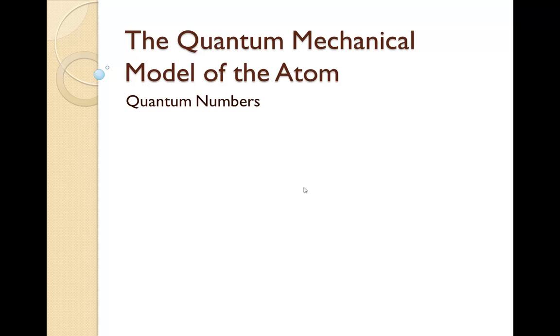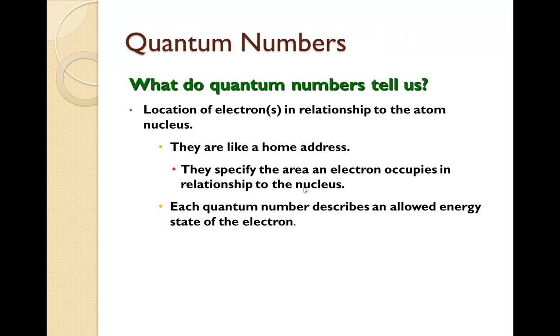In this tutorial, we will be discussing the quantum numbers and how to determine them. So what exactly do the quantum numbers tell us? They tell us the location of the electrons in relationship to the atom's nucleus. They're like a home address for them. They specify the area an electron occupies in relationship to the nucleus. Each quantum number describes an allowed energy state of the electron.